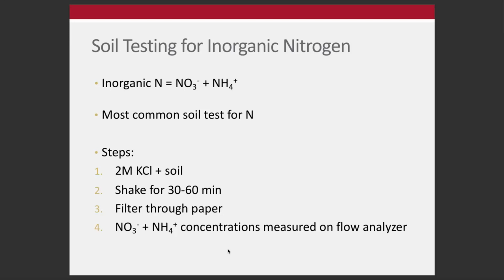It is our most common soil test. The steps here are relatively simple conceptually. We take a 2 molar KCl, potassium chloride, so the potassium has a plus charge, the chloride has a minus charge. You shake that in soil for typically 30 minutes, sometimes up to 60, depending on the protocol. The anion of chloride and the cation of potassium displace the nitrate and ammonium out of the soil. We filter that, and then we run that to measure the concentration. So that's a colorimetric reaction, typically measured on a flow analyzer or measured spectrophotometrically. So that's just the method in brief, and you can look up protocols for that. But it's just good to know how that's measured.